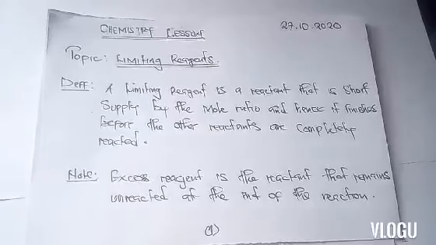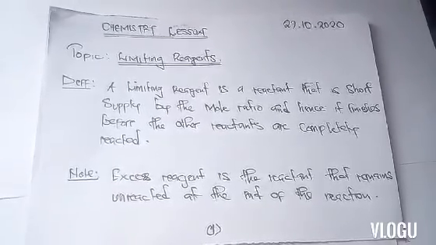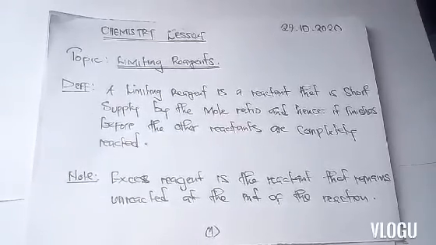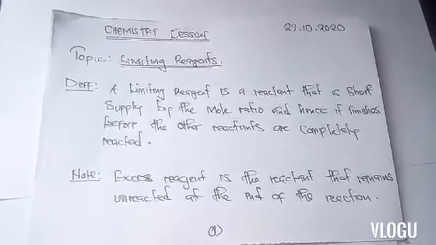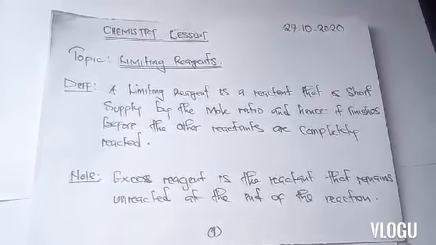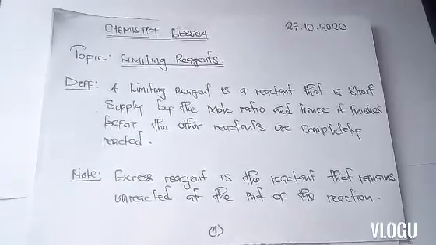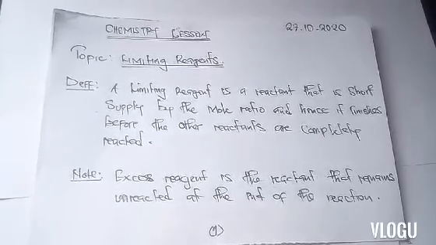Defining a limiting reagent, we say it is a reactant that is in short supply by the mole ratio, and hence it finishes before the other reactants are completely reacted. Then we also need to take note that an excess reagent is a reactant that remains unreacted at the end of the reaction.